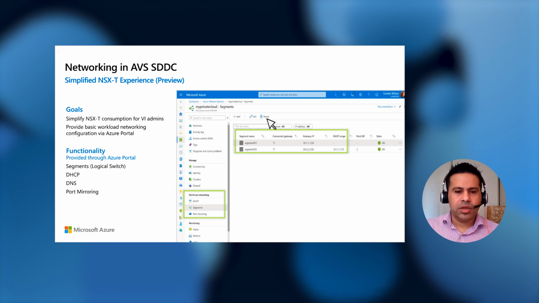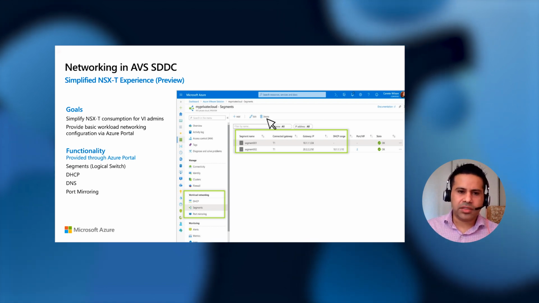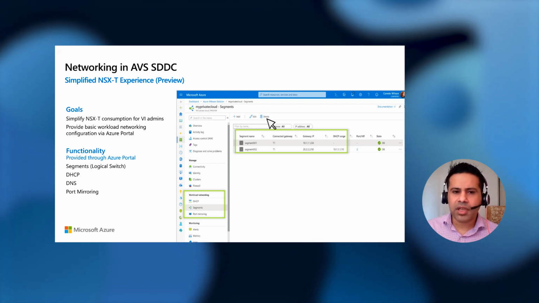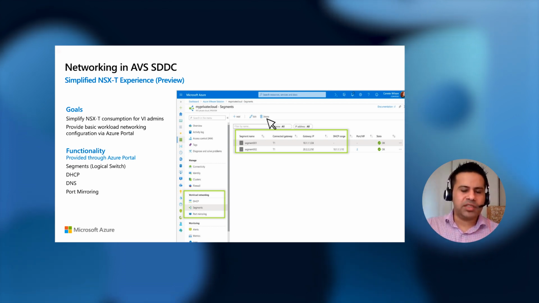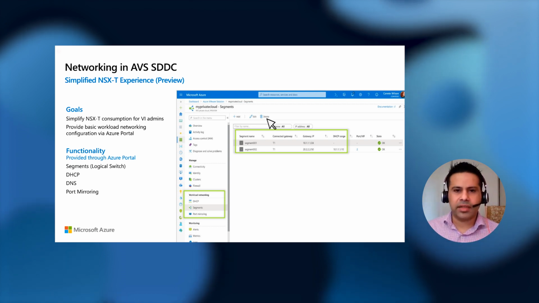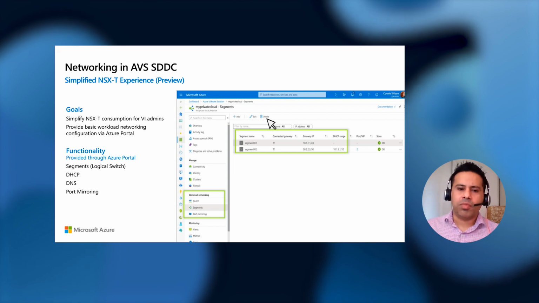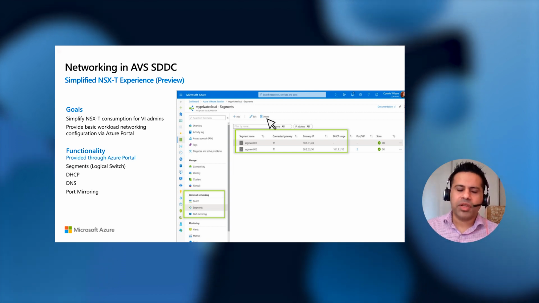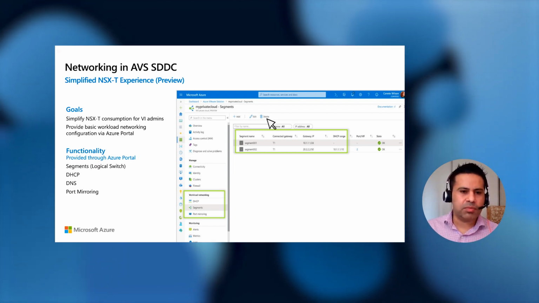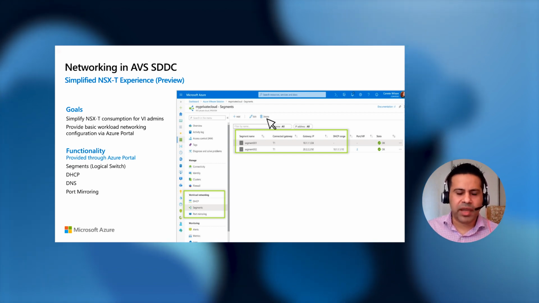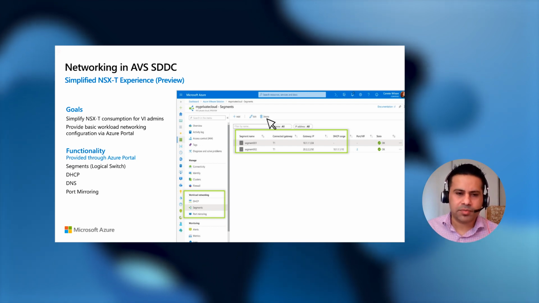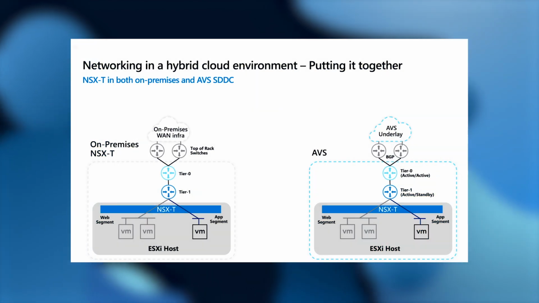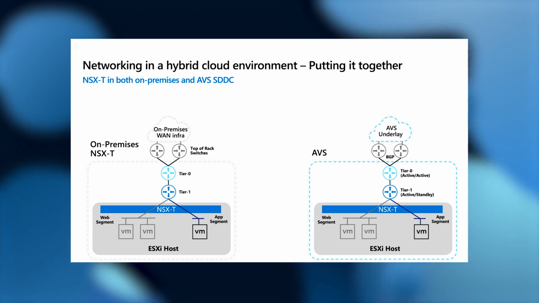In addition to this, we provide DHCP and DNS forwarding capability from the Azure portal itself. Again, you simply define DHCP or DNS, and we take care of the stitching, like attaching it to a tier one in the background for you. And to complete the story, we also have port mirroring so that, for troubleshooting, you can simply configure a logical SPAN and take a look at whether the traffic is flowing through your network or not.